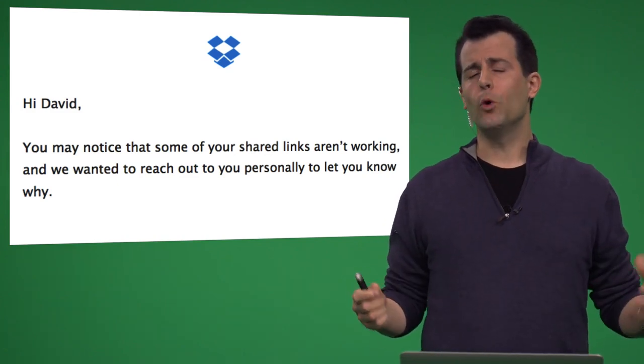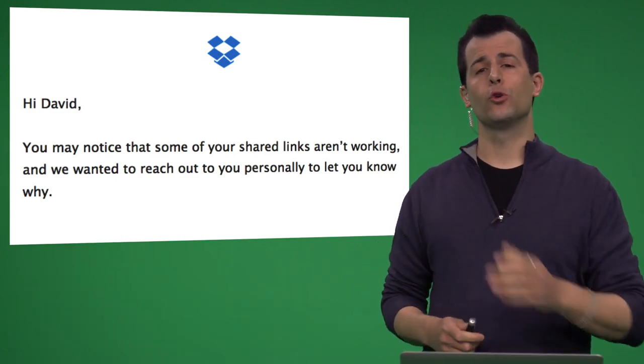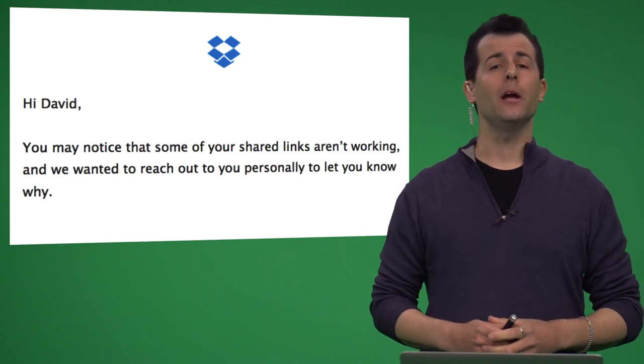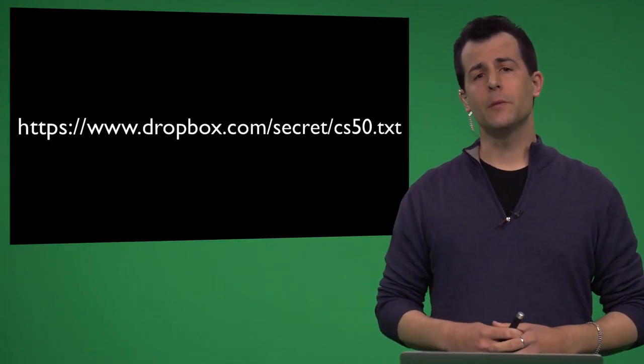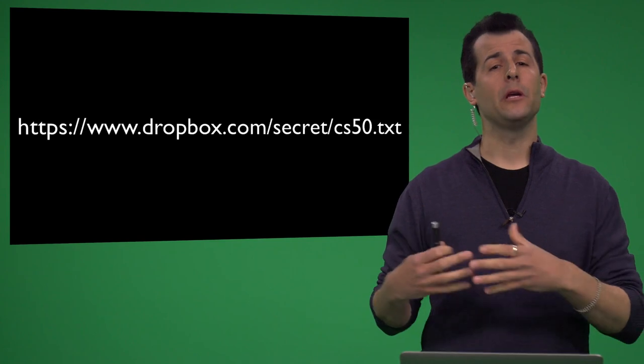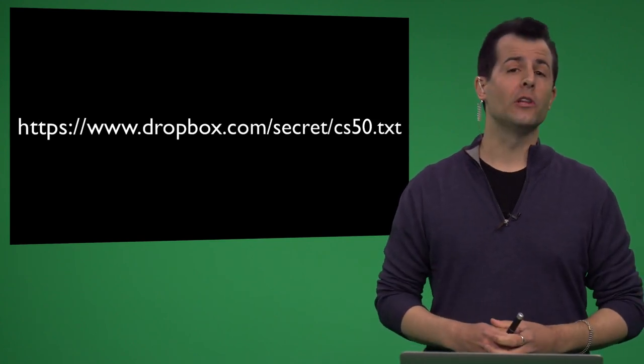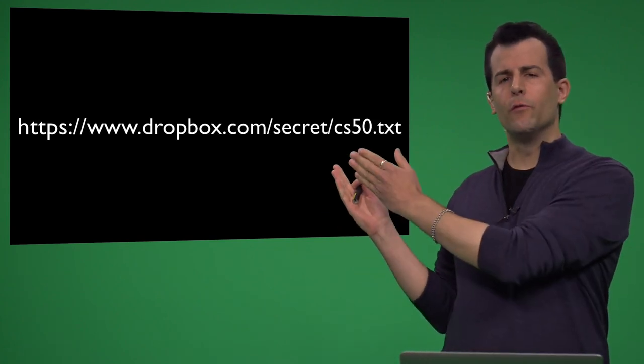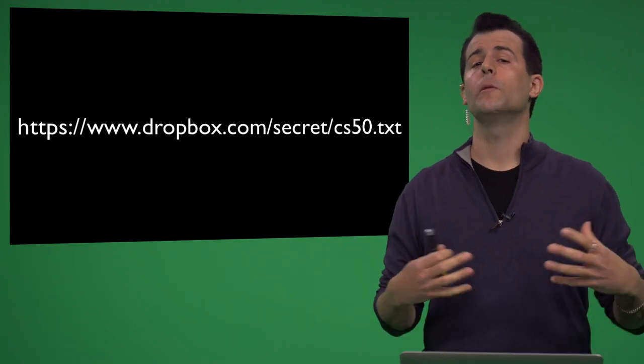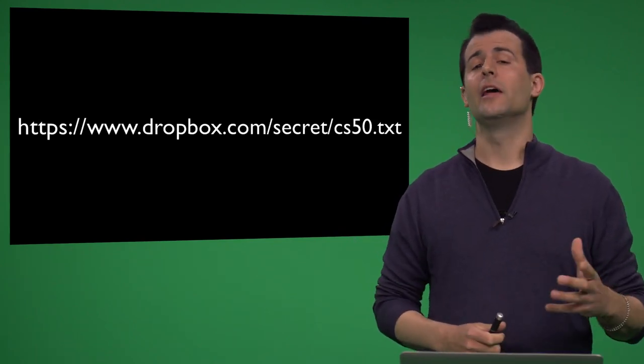Well, what's a shared link? Well, if you've used Dropbox beyond simply saving your source code inside of the appliance, you might know that you can create shared links by typically right-clicking on a file and copying a URL to your clipboard. That shared link might look a little something like this, but instead of the word secret, there's actually something more cryptic there, like a sequence of random letters and numbers.